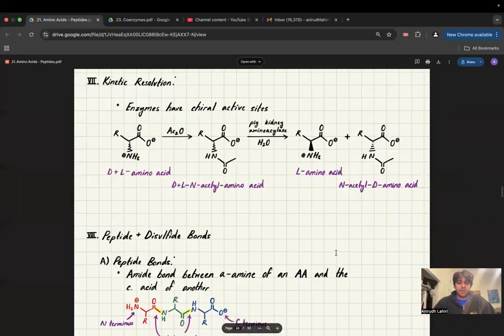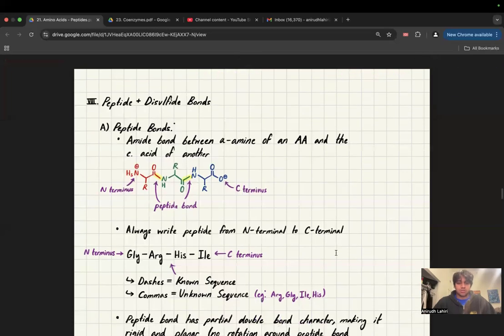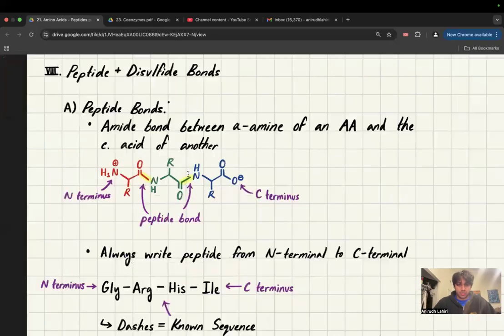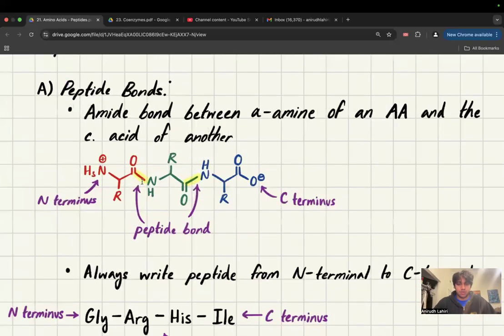Okay, cool. Peptides and disulfide bonds. A peptide bond is an amide bond between the alpha amine of an amino acid and the carboxylic acid of another. So this is the peptide bond.